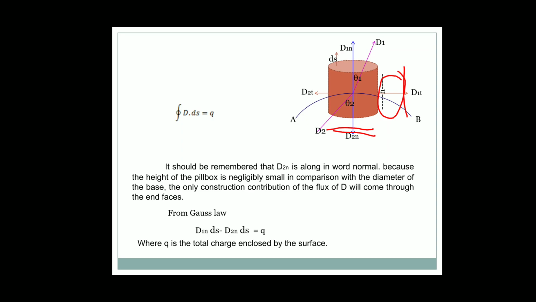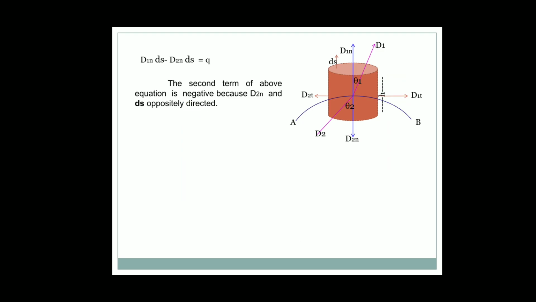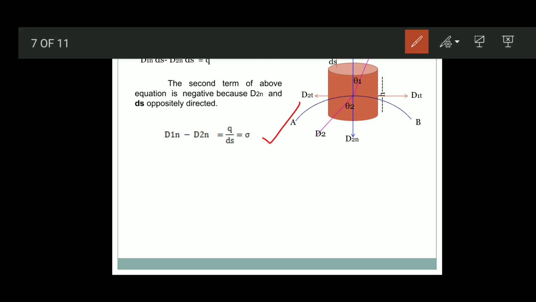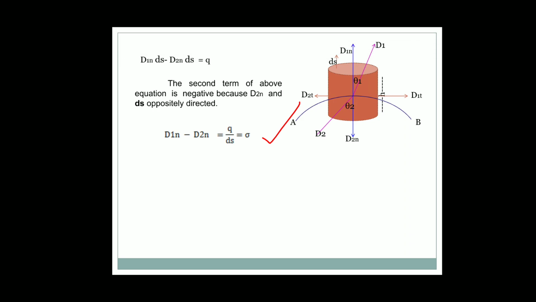Here Q is the total charge enclosed by the surface. So from this diagram, D1n minus D2n is equal to Q by S. We know Q by S is nothing but charge per unit area, that is the surface charge density. So D1n minus D2n is equal to sigma.